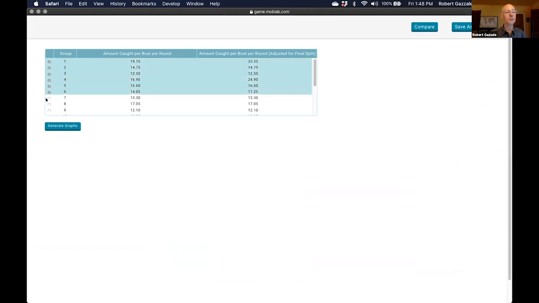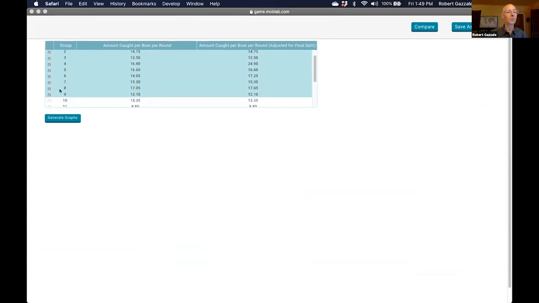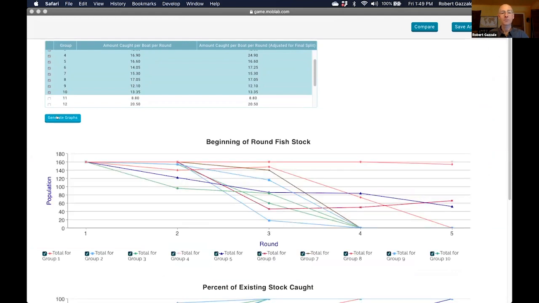Let's see what happened. Well, the first thing to notice is we're looking at the beginning of round fish stock across all 5 rounds.